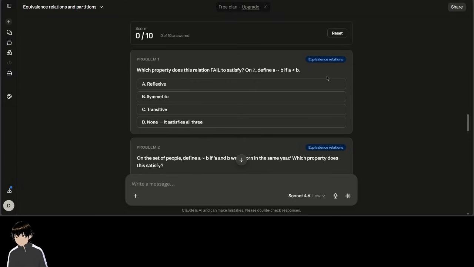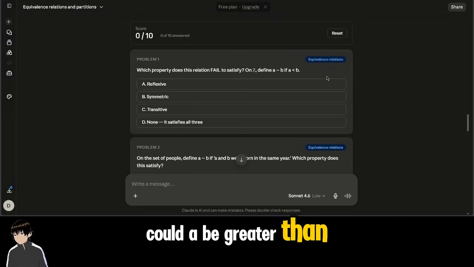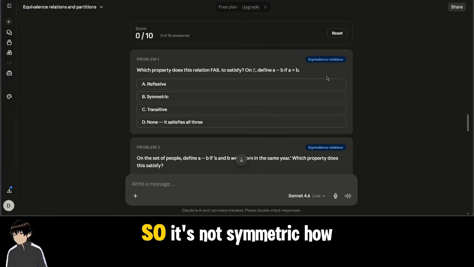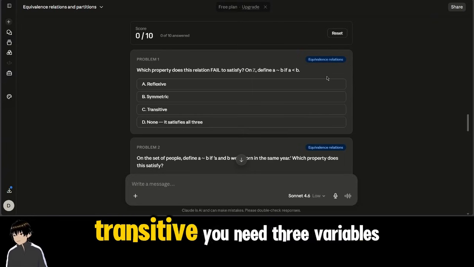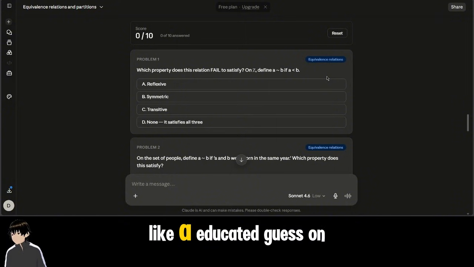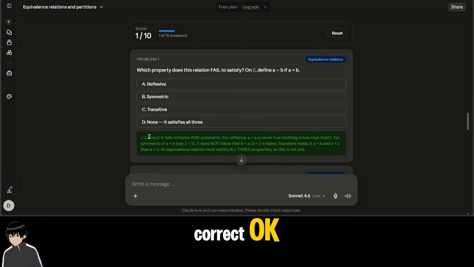How about symmetric? If A is related to B and A is less than B, could A be greater than B? If B is greater than A, could A be greater than B? No. It's not possible, so it's not symmetric. How about transitive? For transitive, you need three variables. I'm just going to make an educated guess on what the answer is. I'm just going to answer A. Correct. Okay, so I'm correct.